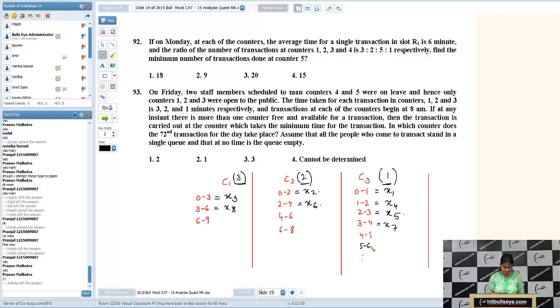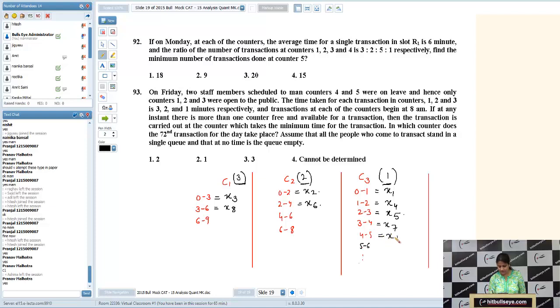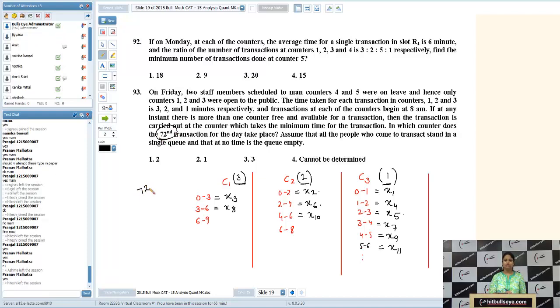Now come to transaction number 9. Transaction number 9 will be at counter number 3. Transaction number 10 will be at counter number 2. Transaction number 11 will be at counter number 1, and that is the end of the 6th minute. It means in the first 6 minutes, 11 transactions will take place, and after every 6 minutes the cycle will repeat. So we need the 70th transaction, and from 72, if we remove a multiple of 11, that is 66, we are left with 6. It means we will find the 6th transaction, and this is at counter number 2. So this is the answer in this case.